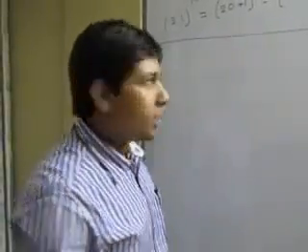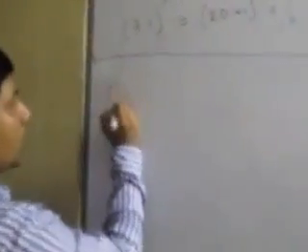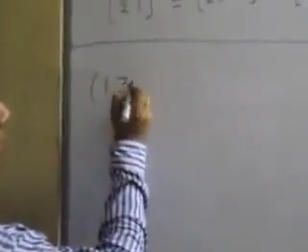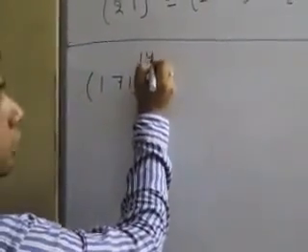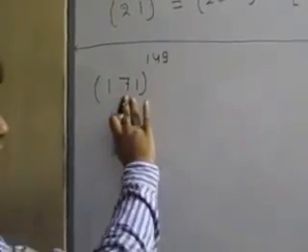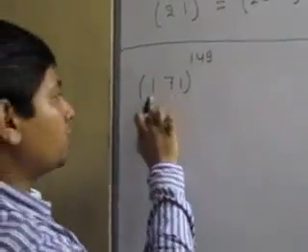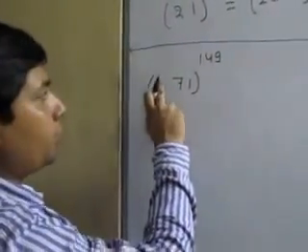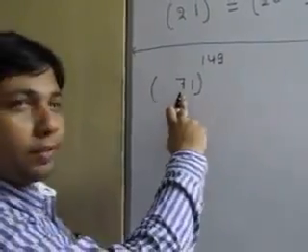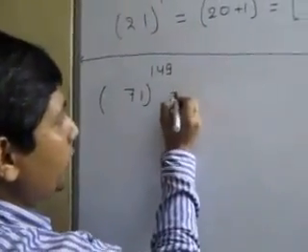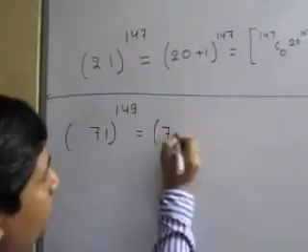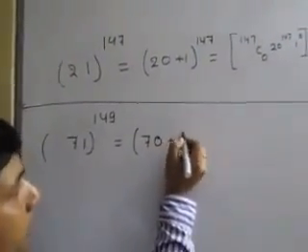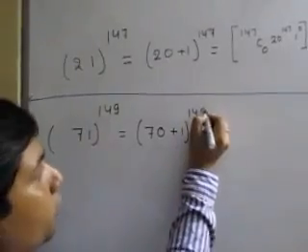Now let's take one more example. Say we have to find the last two digits of 171 to the power 149. First of all, the last two digits are governed by only the last two digits of the base; the hundreds digit has no role to play. So the last two digits of 171 to the power 149 are the same as those of 71 to the power 149. Again, if we proceed with the binomial expansion, we get (70 plus 1) to the power 149.